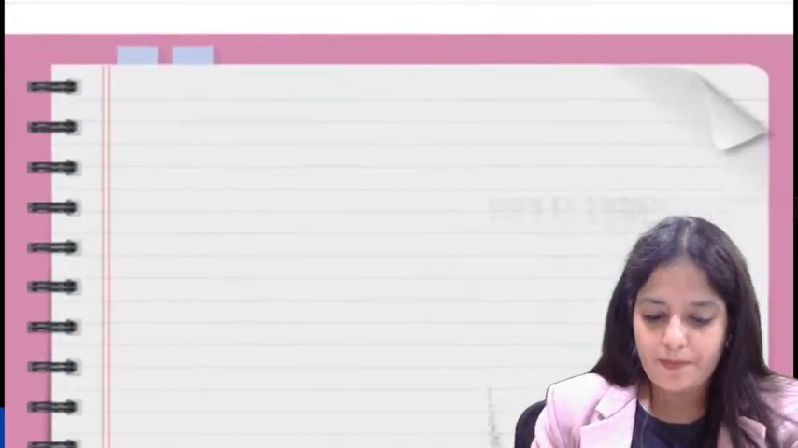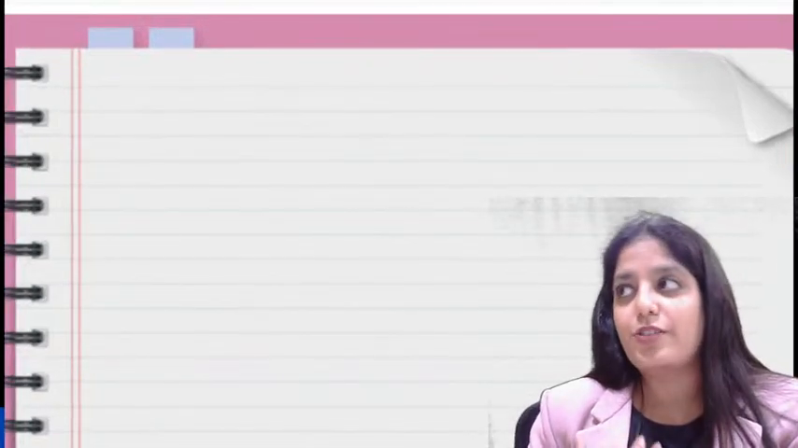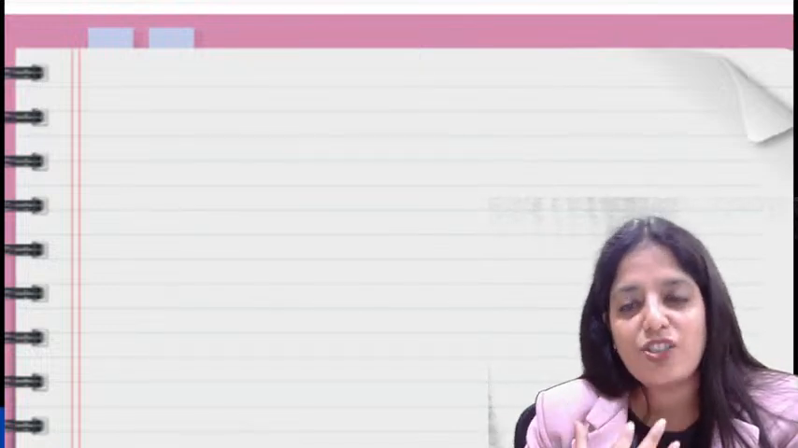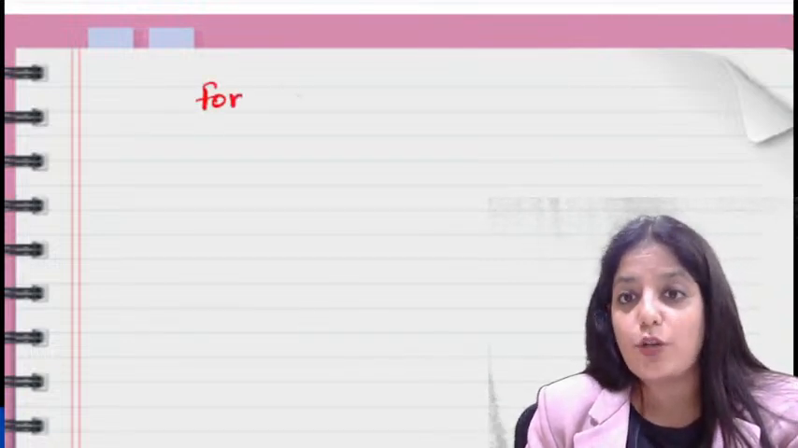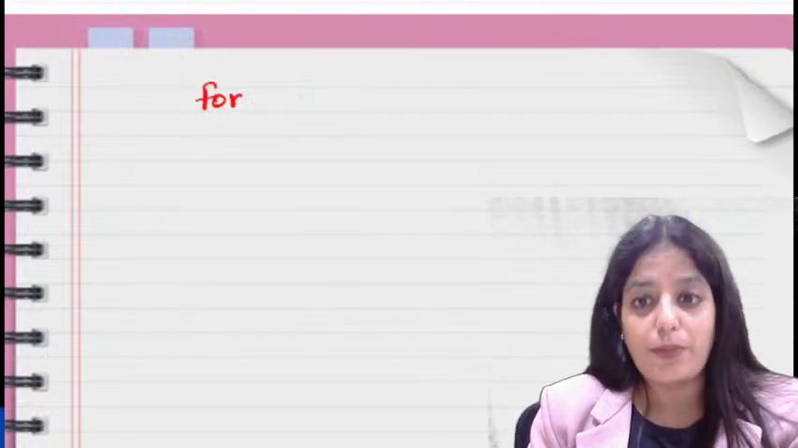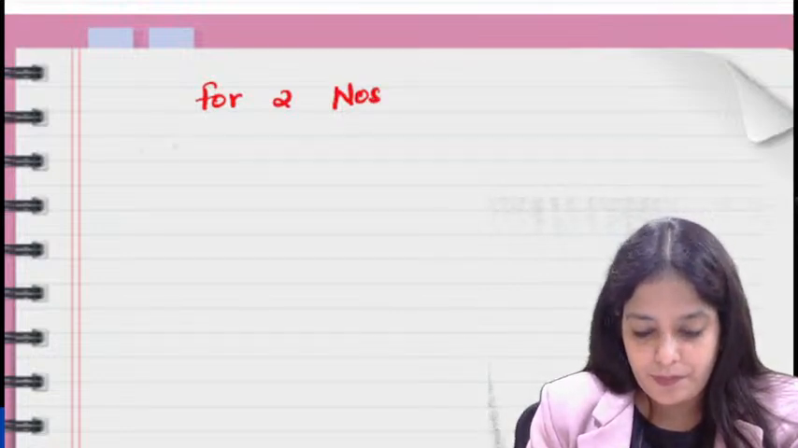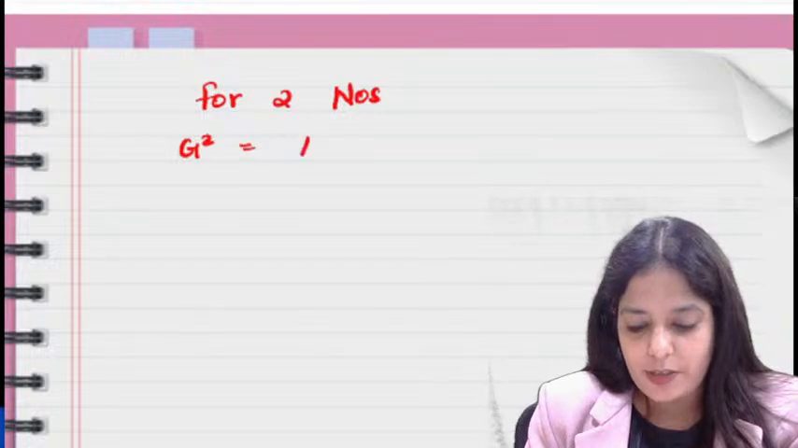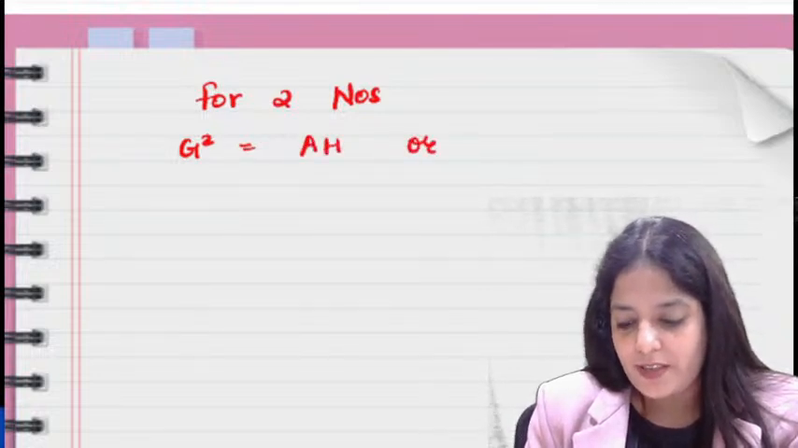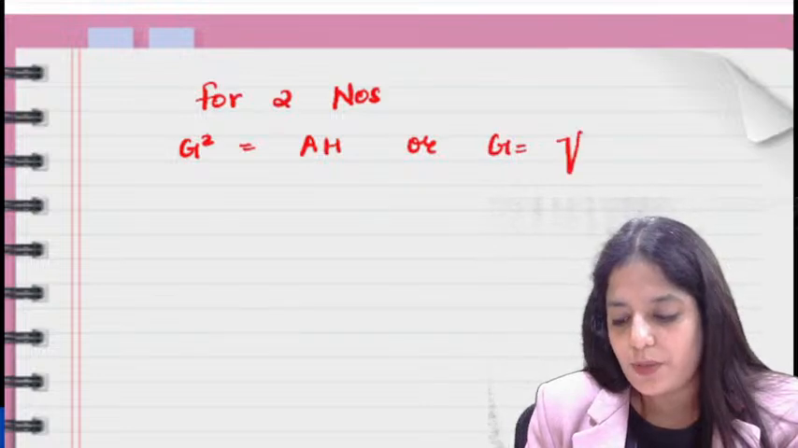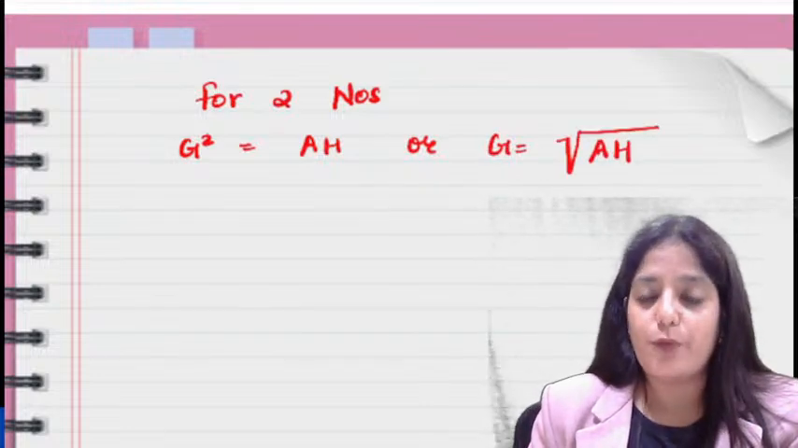What is the concept? With respect to two numbers, there is a specific relationship between arithmetic mean, geometric mean and harmonic mean. Now what's that? Understand. It's true only in case of two numbers. For two numbers, g square is always equal to a into h, or you can say g is equal to the square root of the product of a and h. Now what is g, what is a, what is h?